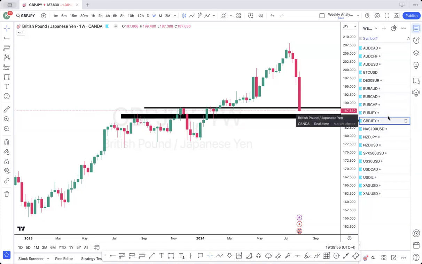My weekly analysis is based on my zone to zone strategy, marking up key levels and trading from those key levels from one zone to the next zone. So without further ado, let's get started.